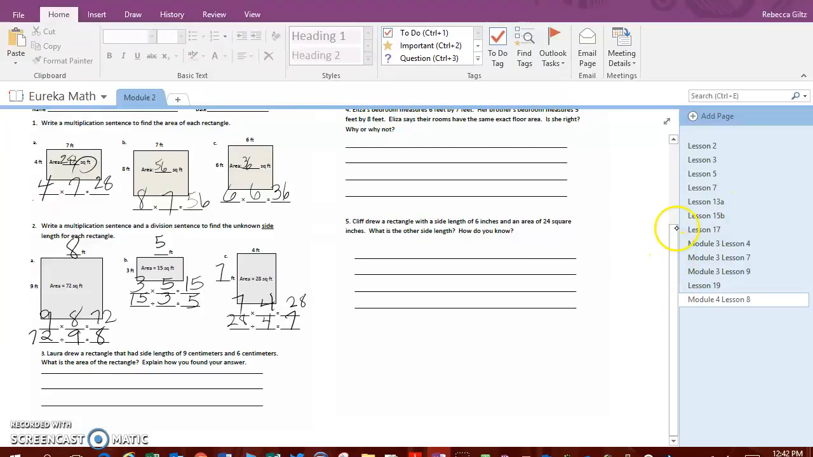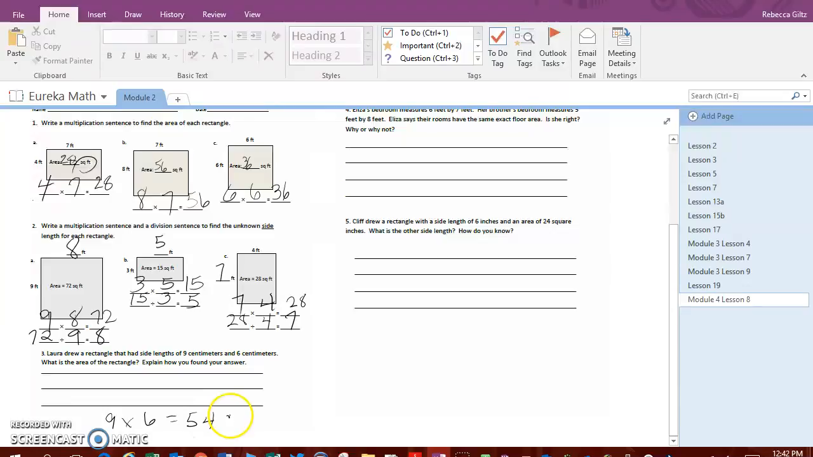Okay, last one on this side. Laura drew a rectangle that had side lengths of 9 centimeters and 6 centimeters. What is the area of the rectangle? Explain how you found your answer. Well, we learned up here in problem 1 that we can multiply to get that answer. So let's take the one side of 9 times the other side of 6. If we solve for that, we get 54.